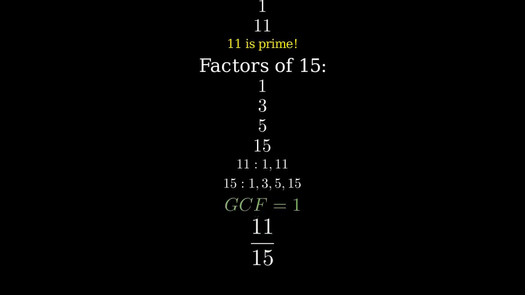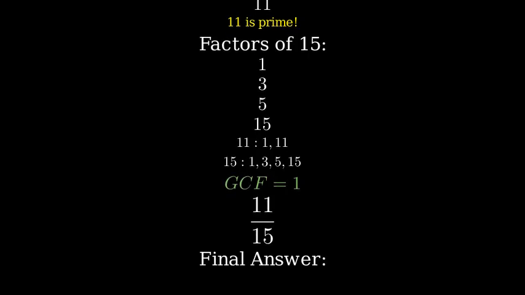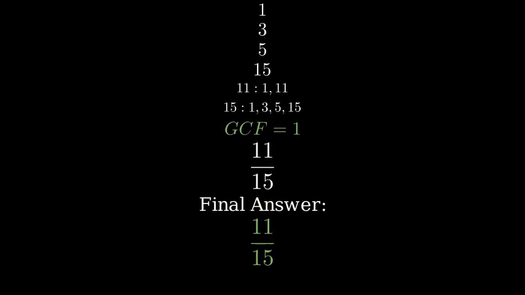This is because 1 is the only number we could divide both the numerator and denominator by, and dividing by 1 doesn't change the value. Therefore, 11/15 is already in its simplest form.